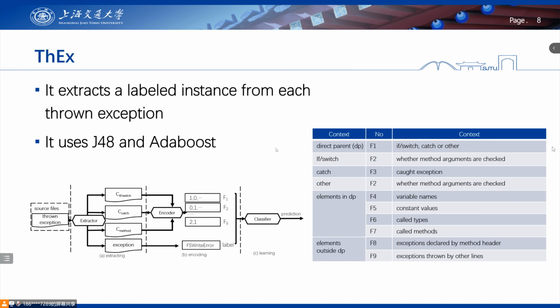Based on this insight, we propose an approach called SEX. It uses J48 and AdaBoost as its classifier. The right table shows our extracted features. The features are extracted from the contexts of slowing exceptions. From each slowing exception, it extracts a labeled instance. The labeled instance allows us to train our model. The classifier is simple and classical. You can read our paper for details.